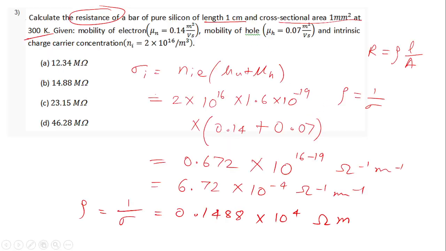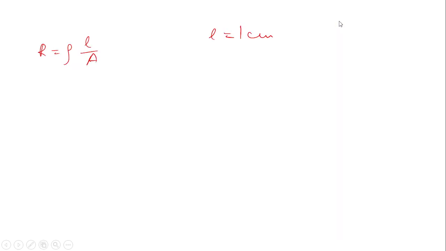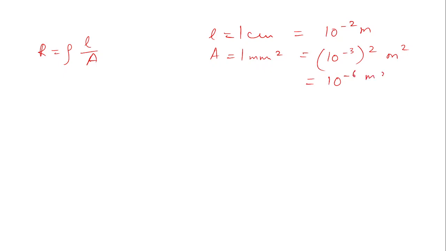L is given to be 1 centimeter, and the cross-sectional area is 1 millimeter square. As I said, we should convert everything into SI units because our final answer is in SI units. So 1 centimeter converted to meters: 1 meter is 100 centimeters, so this will be 10 to the power minus 2 meters. And 1 meter has 10 to the power 3 millimeters, and this is millimeter square, that means 10 to the power minus 3 squared meter squared, that means 10 to the power minus 6 meter square.